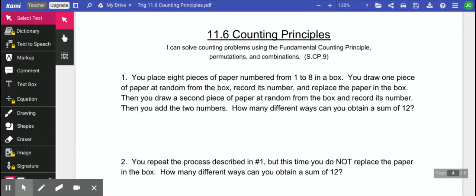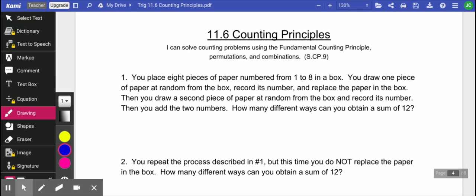Sometimes we can just count them. Okay. It's very simple to do. These first couple examples are like that. So we have 8 pieces of paper that are numbered 1 to 8. You draw one piece out, write down the number, put it back, and then you draw a second piece of paper, write it down, and we're going to add the numbers. How many different ways can we obtain a sum of 12?